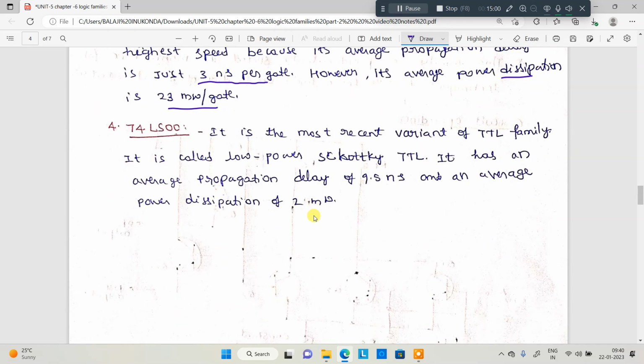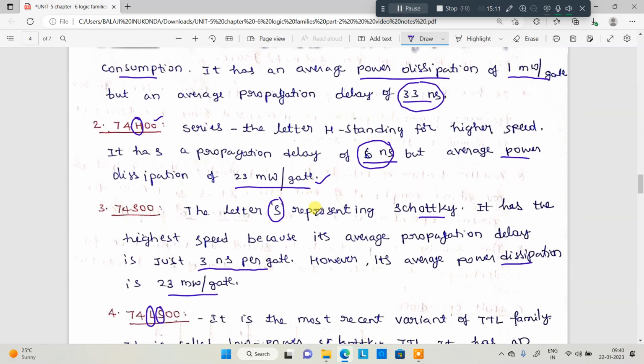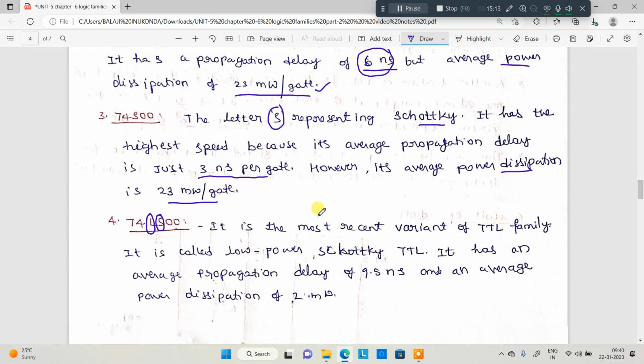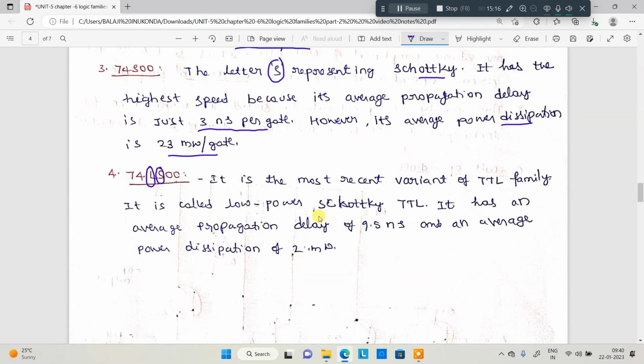We are moving to the next IC, that is 74LS00. That means S for Schottky as well as L is also added. L is for low power consumption, because we had the drawback of power consumption. This is a recent variant of the TTL family, called low power Schottky TTL. It has an average propagation delay of 9.5 nanoseconds. Average power dissipation is 2 milliwatt. This is somewhat a better IC compared to all these subdivisions.